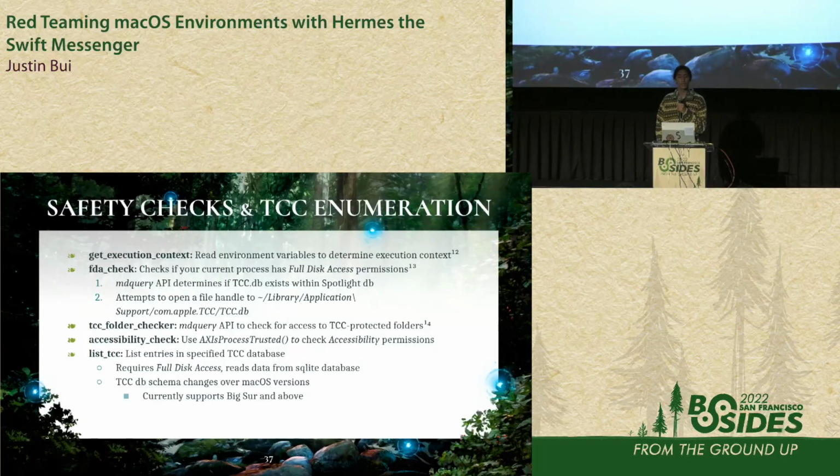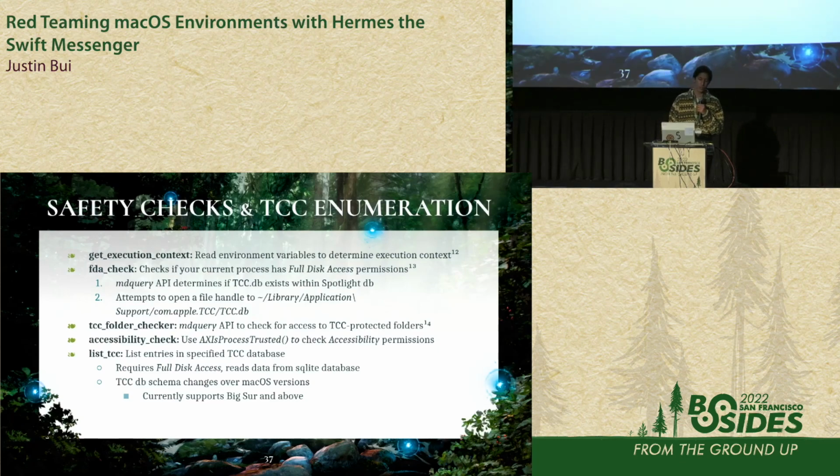Hermes has lots of built-in situational awareness commands and safety checks for macOS. Most of these safety checks are inspired by Cedric Owens' awesome research, so definitely check him out if you get the chance. I've linked a lot of his work in the references. The first one I want to talk about is get execution context. This will read various environment variables to determine your execution context. And so reading environment variables, we're able to determine if we're running in a terminal context, if we were kicked off from an application bundle, or an installer package.